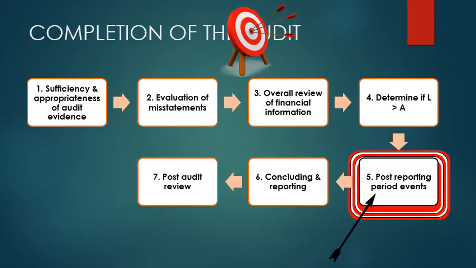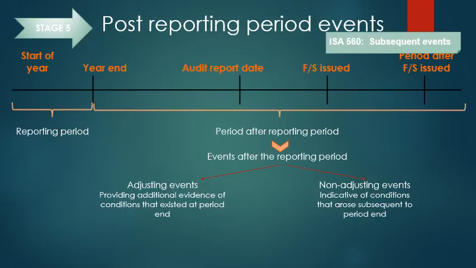We now move on to stage 5, and this stage then deals with post-reporting period events. Post-reporting period events are also known as subsequent events, and the standard that is available to you to provide some guidance is ISA 560. Now a year has got different points in a timeline. If you put it on a timeline, as can be seen on the slide, from the start of the year to your year end is what is known as your reporting period.